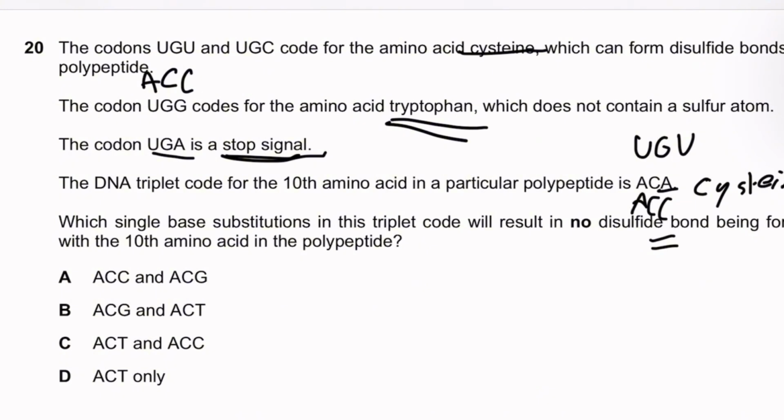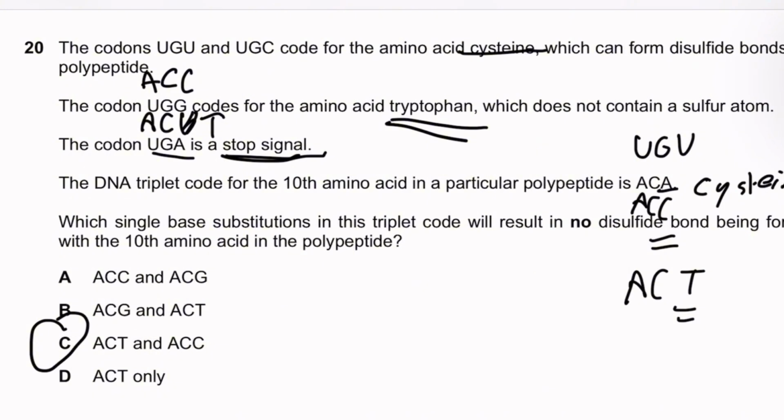Does ACG also code for cysteine, which can form a disulfide bond? Or we could also convert it to UGA, which is ACT. So we could also change it with T. So it's either ACT or ACC, which is C. I hope this is understandable.